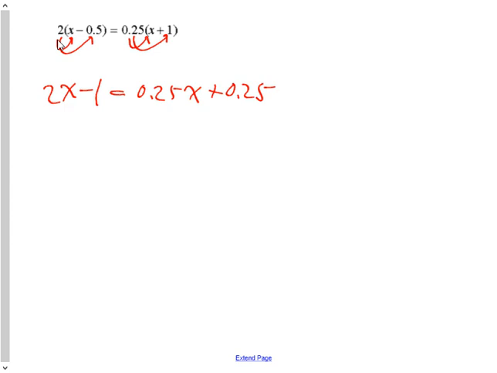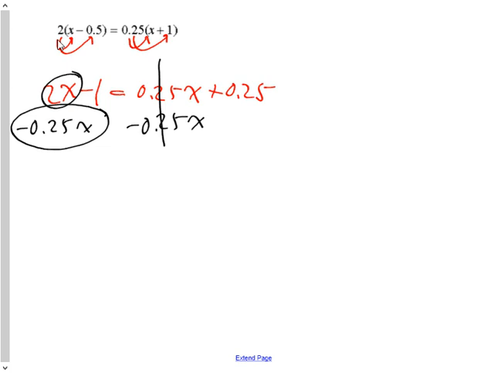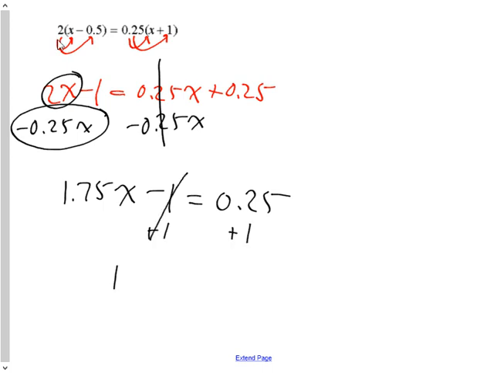Now that I've expanded it, I realize that I have variables on both sides, and I know I'm supposed to get rid of it by creating an algebraic zero pair. So I'm going to subtract 1/4 x from both sides to get rid of it on this side. Combining these two terms might be difficult for some, but it's not so bad. If I have 2x and a negative 0.25x, combining the coefficients, I'm going to end up with 1.75x minus 1 equals 0.25. I'm then going to add 1 to both sides to get rid of the constant. 1.75x is equal to 1.25.